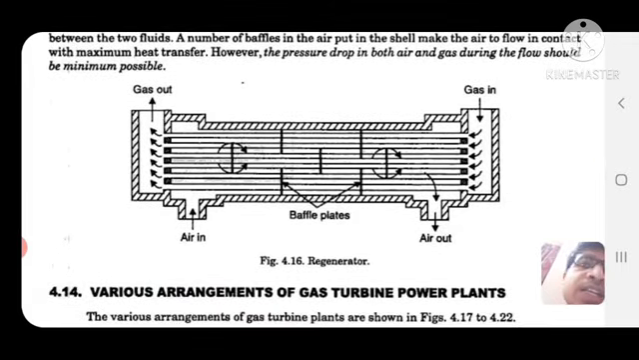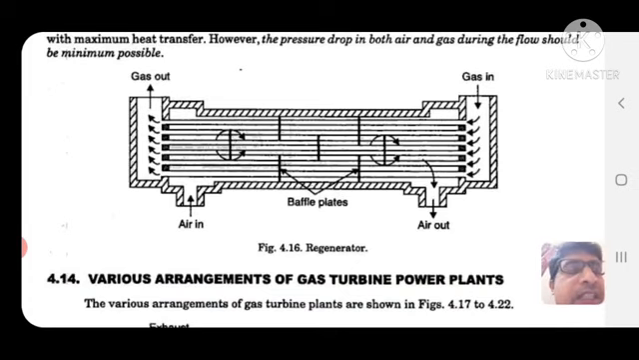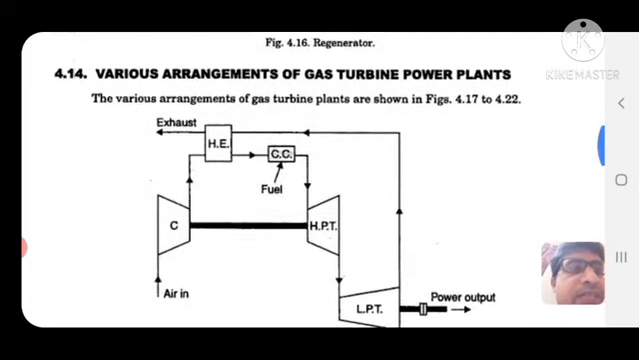So one is the gas in, another one is the gas out. Baffle plates, air in, air out. Okay, this is the regenerator, the baffle plate, gas in and gas out. Various regenerators of gas turbine power plants.